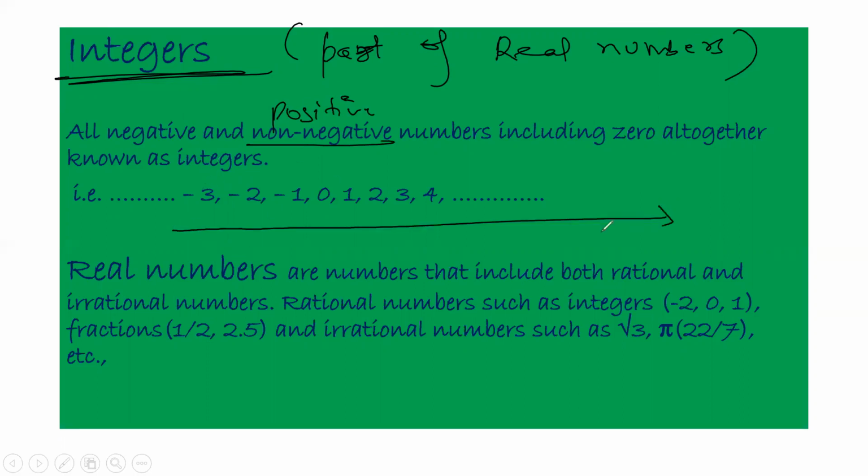Suppose this is your number line and at the center you have the zero. On the right side you have the positive numbers like 1, 2, 3, 4 and so on up till infinity. This series can't be stopped. Then on the left side you have the negative numbers, and this series also can't be stopped, up till minus infinity. So integers include everything from minus infinity to infinity, but these numbers do not include any fractional number or any decimal number. Integers are just the positive numbers, negative numbers, and zero.